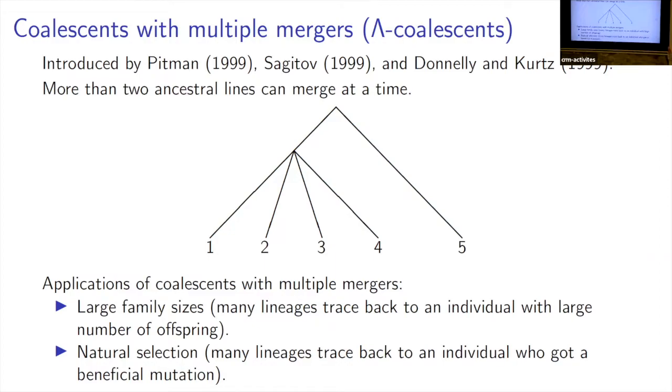Now, when might the genealogy of a population look like this? Well, one possibility is that we could have a population in which there are very large family sizes. In that case, many ancestral lines could be traced back to the one individual that had an unusually large number of offspring. Another possibility, which is the one that we will focus on in these lectures, is natural selection. If one individual acquires a beneficial mutation, which is then able to spread to a significant fraction of the population, many ancestral lines could be traced back to that one individual that got a beneficial mutation.